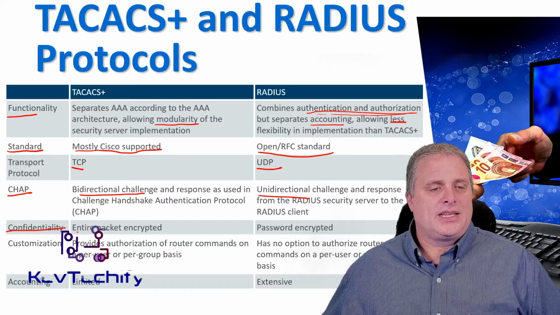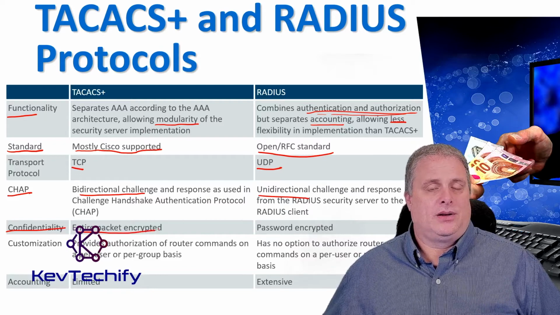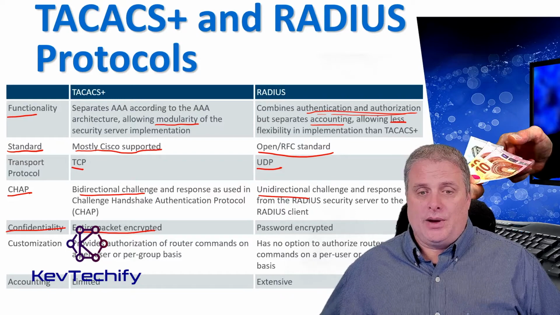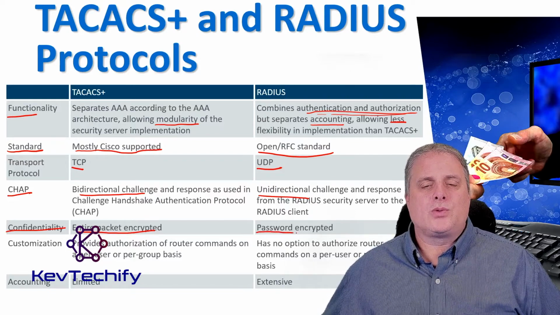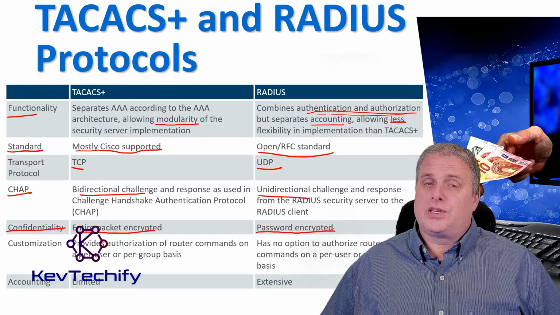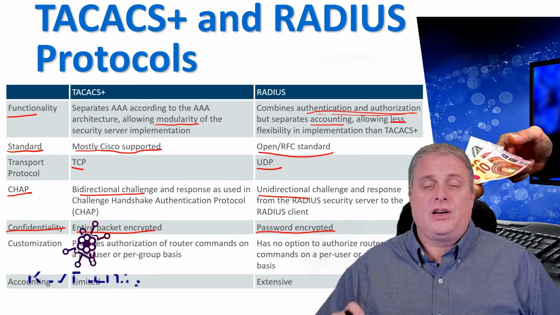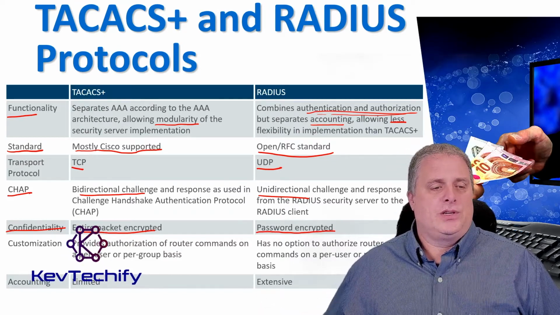For TACACS, the entire packet is encrypted. So username, password, that's all encrypted. On a Radius server, only the password is encrypted. So if you consider usernames a secure part of your security, Radius may not be the solution for you.